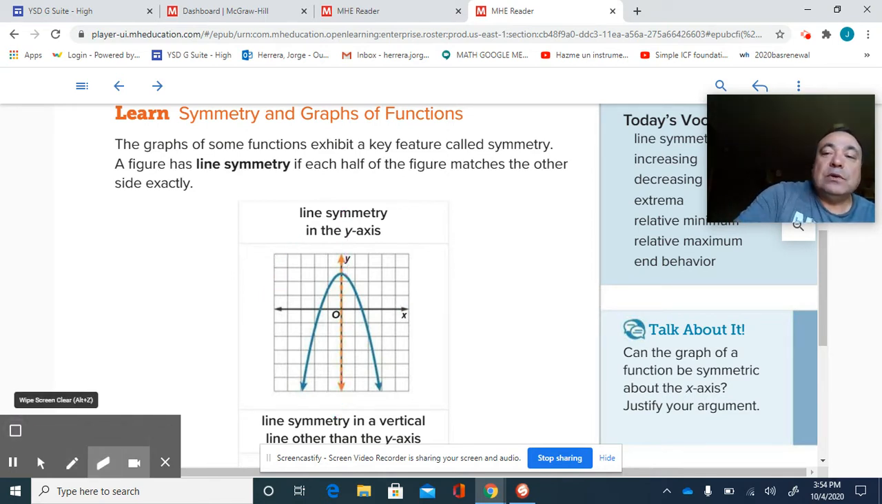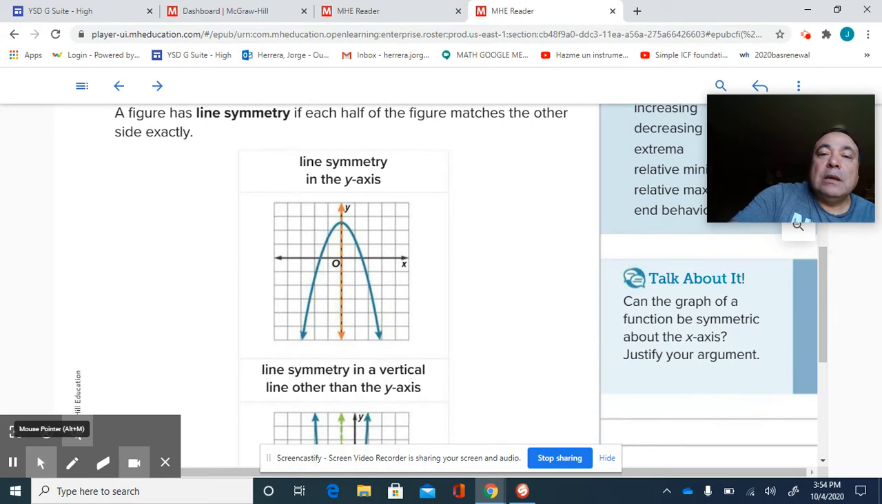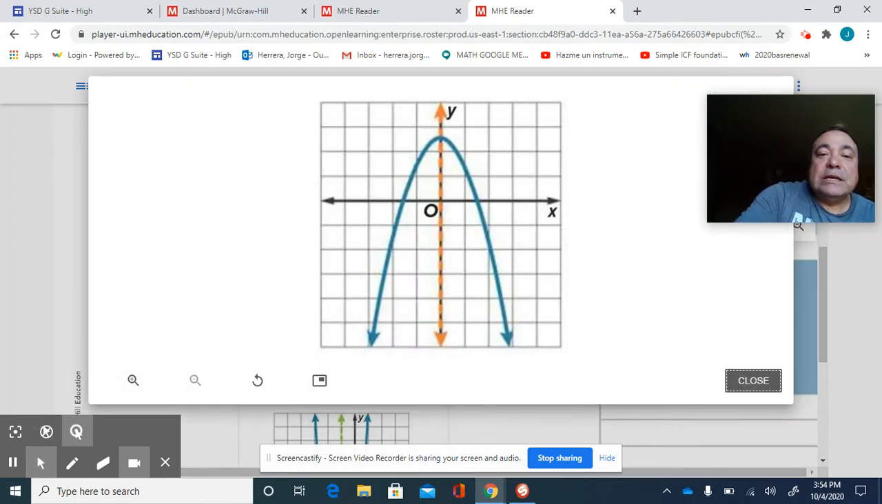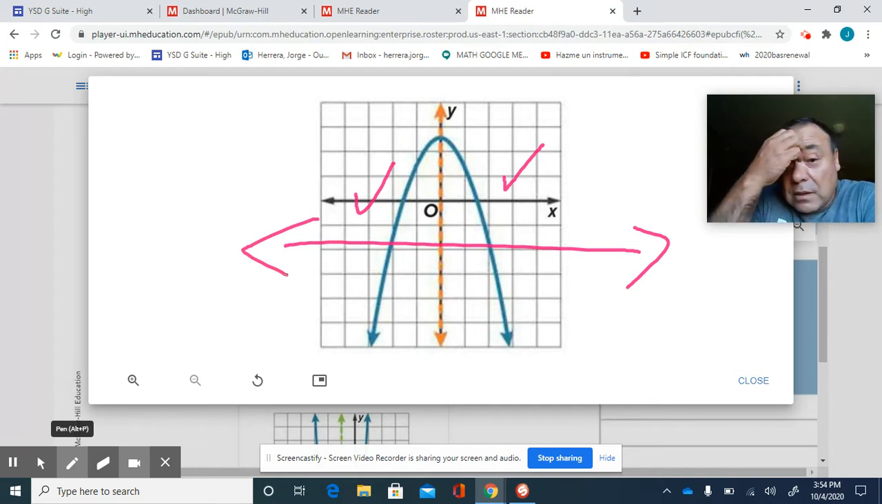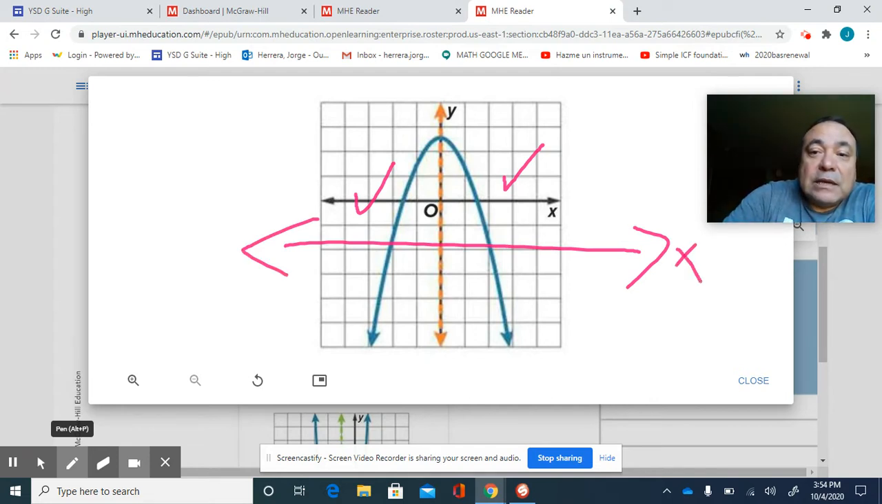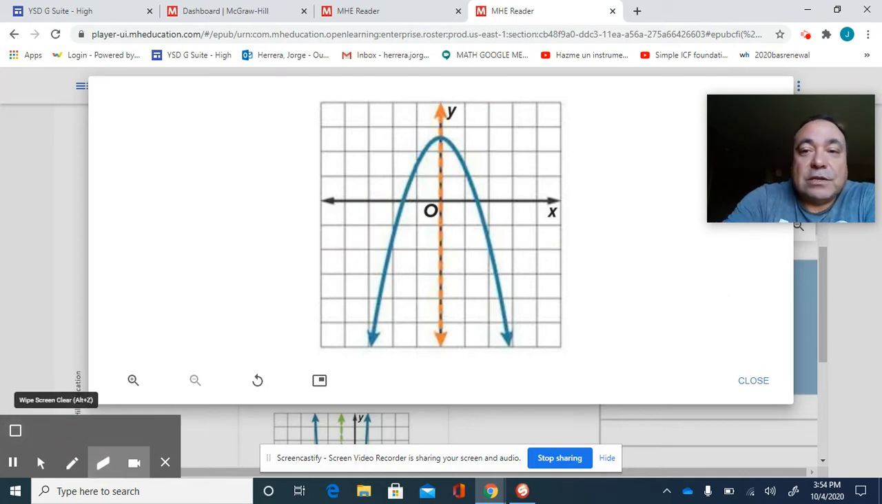Okay, let's do another one. On this one, guys, you can see that this side is exactly that side. It splits the graph in two. We will not talk about a line across the x-axis, because it will not work. If we were to draw a line across here, you will see that this line will not work. We are only talking about symmetry relating to the y, and only to the y. We'll talk about the other kind later in Algebra 2.